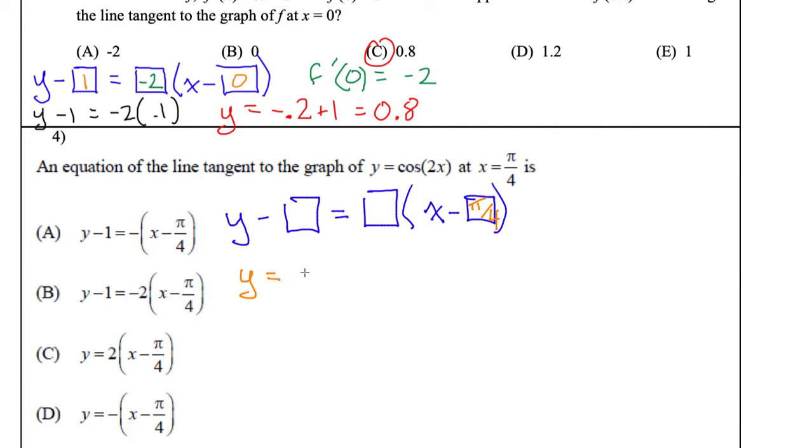Y is equal to cosine of 2 times pi over 4. And that's going to be cosine of pi over 2, and in pre-calculus we've been practicing this over and over and over again. Cosine of pi over 2 looks like this. If I'm making my graph, pi over 2 is straight up, cosine is the x-coordinate, and the x-coordinate here is 0.